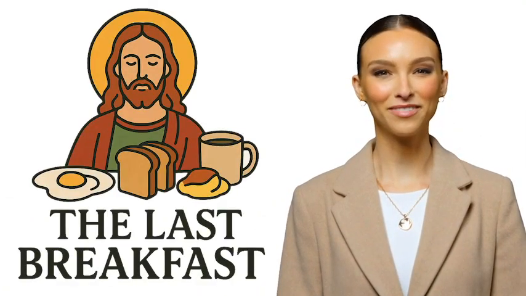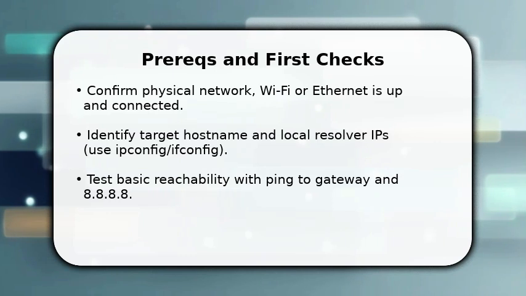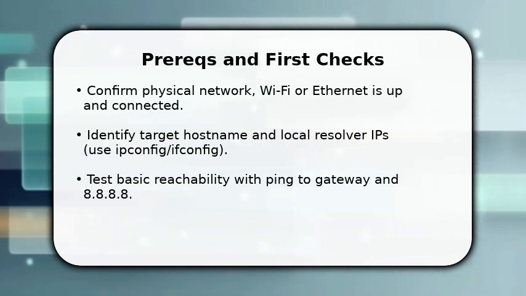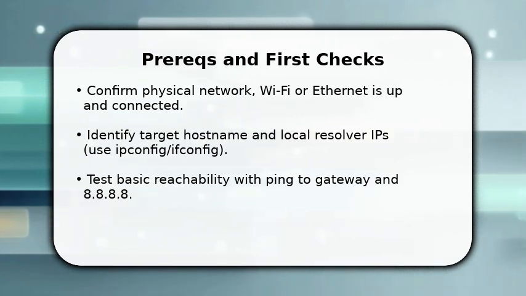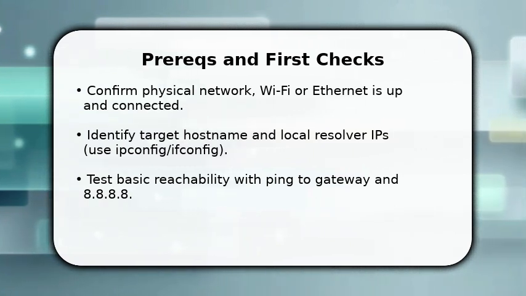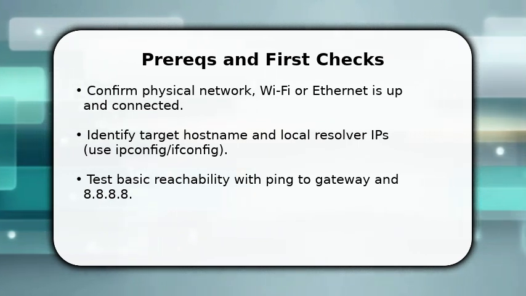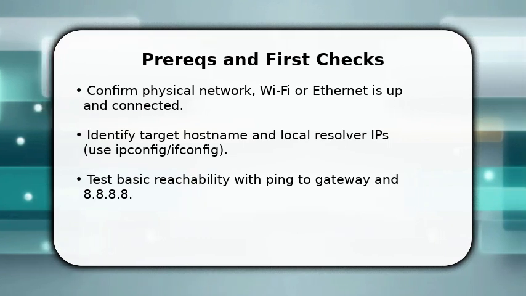You start by confirming prerequisites. Ensure your device is on the correct network and note the DNS resolver IP you're using. First, ping your gateway and a public IP like 8.8.8.8 to verify connectivity. This separates DNS issues from routing problems. Once done, check your system's DNS settings via ipconfig or network settings so you know which server to query. This quick triage saves time because many DNS errors are actually simple connectivity or configuration mismatches.